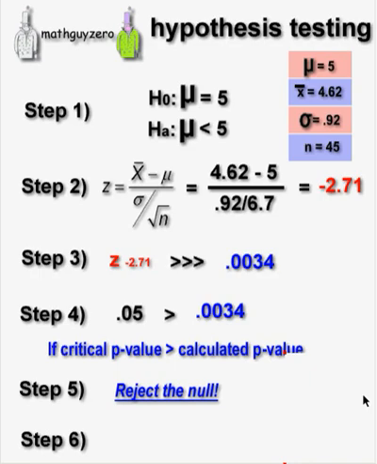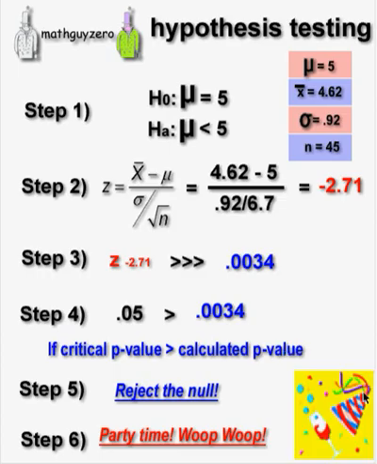Step 6. It's party time. Reward yourself. Whoop whoop. GZ.